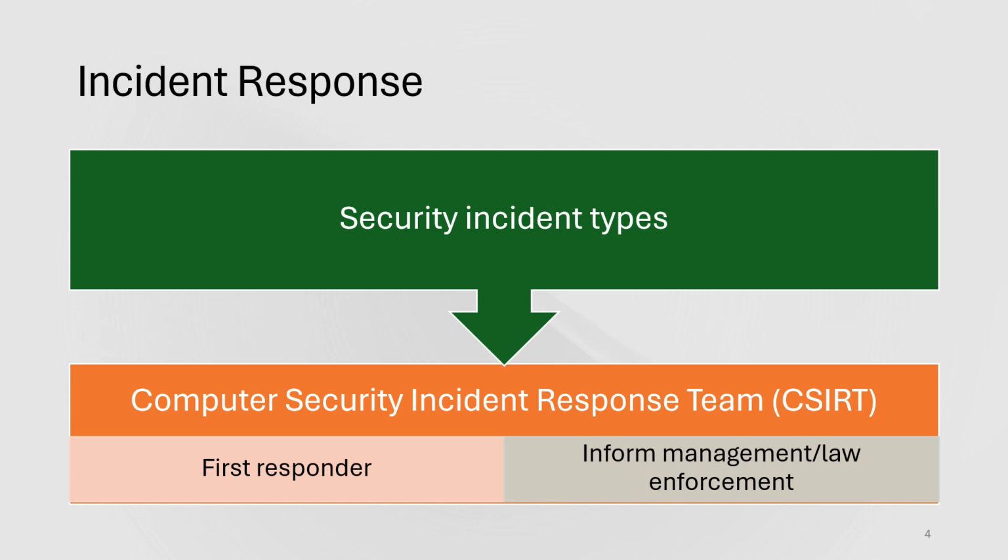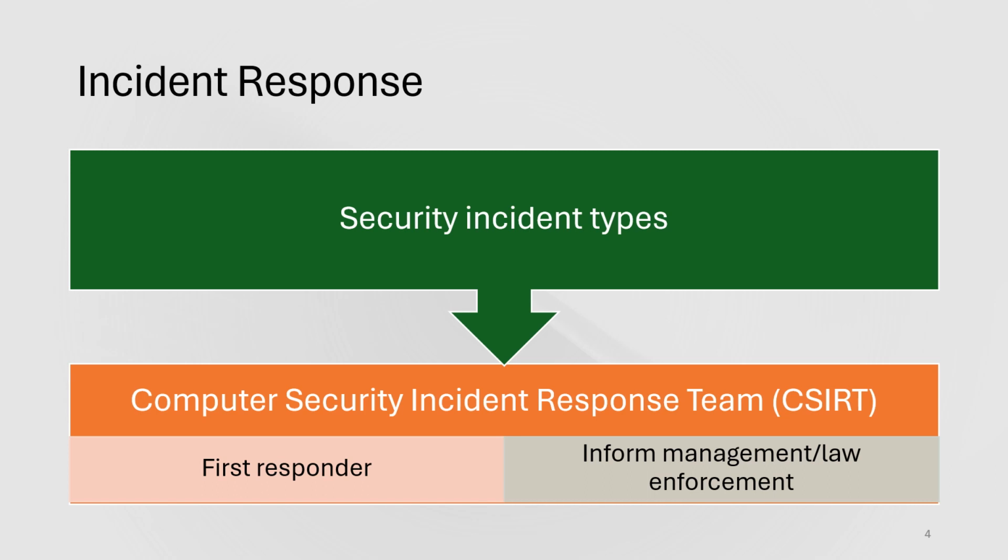Common phases include 1. Preparation, establishing policies, procedures, and a response team. 2. Identification and detection, identify the incident through logs, alerts, or user reports. 3. Containment, isolating the affected systems to prevent further damage. 4. Eradication, removing the threat actor or malicious software. 5. Recovery, restoring the systems and data to a functional state. And 6. Post-incident review, analyzing the incident to identify root causes and improve future responses.